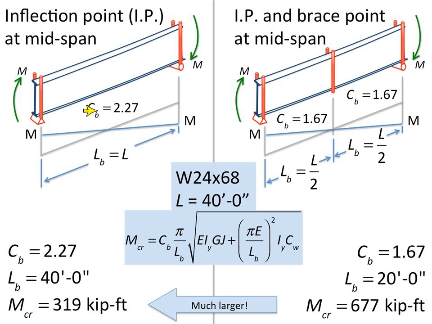If we calculate the C sub B factor there, we would get 2.27 using the AISC equation. So I've got this 40-foot long W24x68, and I calculate it's 40 feet, which makes it elastic. I calculate my C sub B factor on the left here, 2.27, and I get a critical moment of 319. Now if I go back and actually apply torsional braces in the center, one, my C sub B factor did take a hit. It went from 2.27 down to 1.67, but my unbraced length got a lot shorter. So here C sub B is smaller, but the unbraced length went from 40 to 20 feet. And if you actually do the mathematics here, you would find that the critical moment is substantially larger by providing the brace at the inflection point than not having the brace at the inflection point.